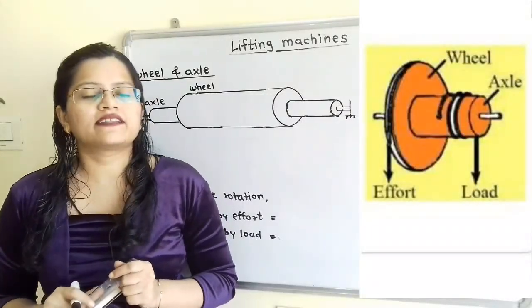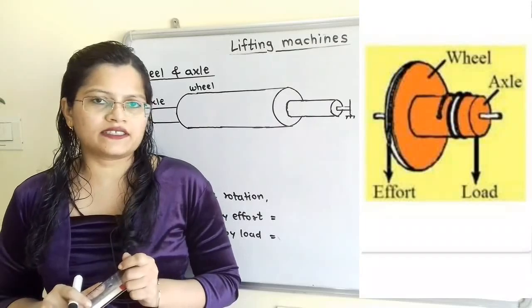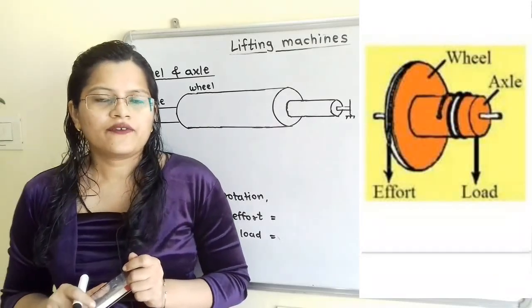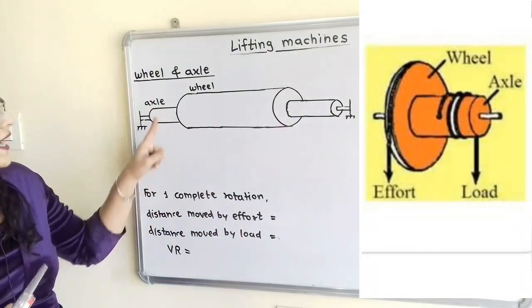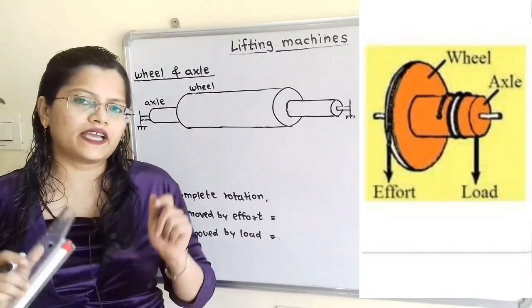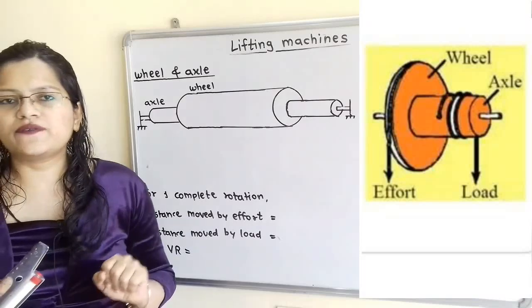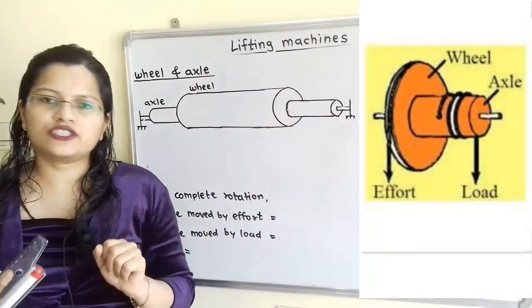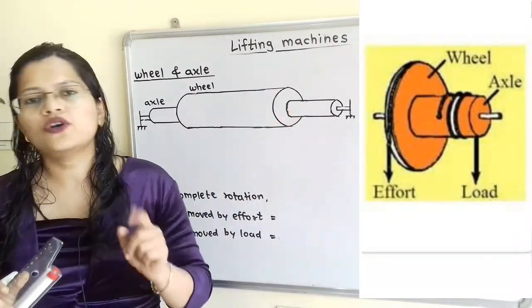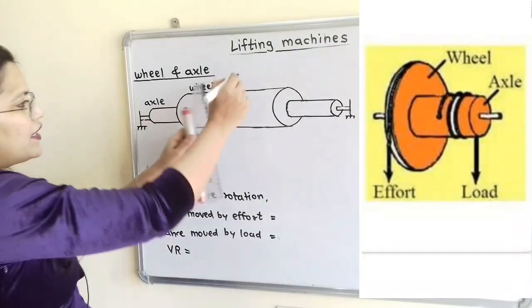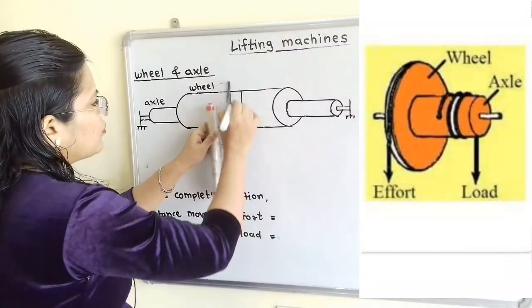Let us understand the arrangement of wheel and axle machine. Wheel with diameter capital D and axle with diameter small d are mounted coaxially. One rope is attached to the wheel and other rope is attached to the axle. So I will show the connection of this rope. So here this rope is connected to the wheel.